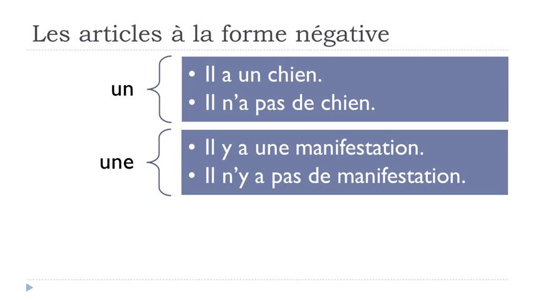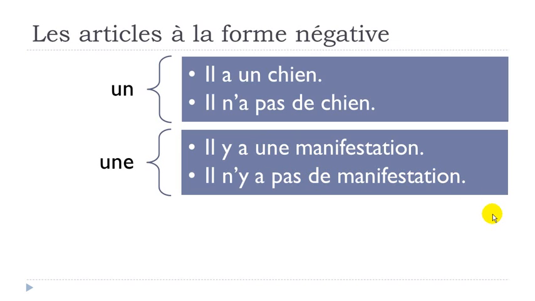Okay, so let's see the example for the feminine form now. Une. Il y a, there is, remember, une manifestation, demonstration. Il y a une manifestation. If we want to put this sentence at the negative form, il n'y a pas de manifestation. So you can see that this article une becomes de at the negative form.